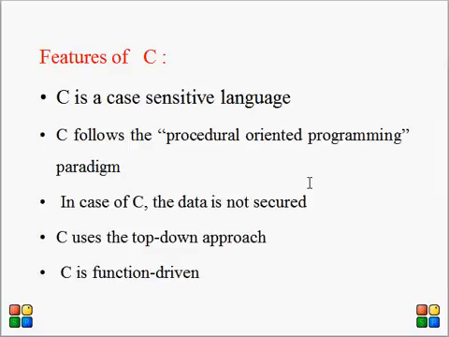Next, C uses the top-down approach. That means once the compiler starts at main, it comes down from main to the termination of the program, that is, the last curly brace. The compiler starts from the top and goes until the end of the program, executing the sequence of instructions. That's why C follows the top-down approach.